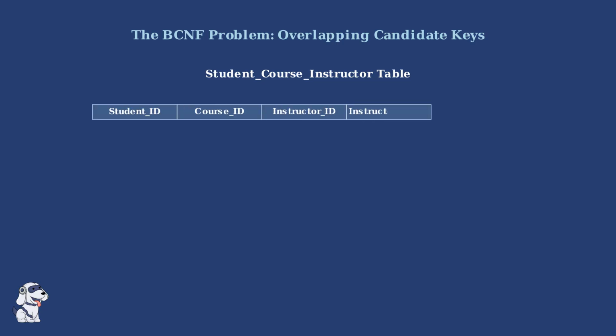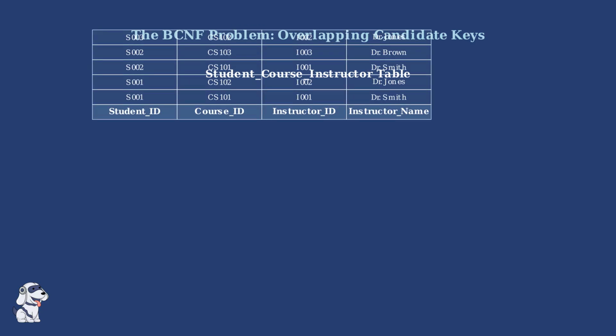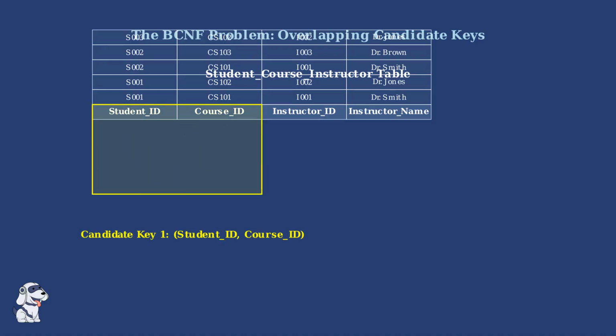Consider this student course instructor table. Each student can take multiple courses, each course can have multiple instructors, but each student-course combination has exactly one instructor. This creates overlapping candidate keys: student ID plus course ID, and student ID plus instructor ID. This table has two candidate keys.